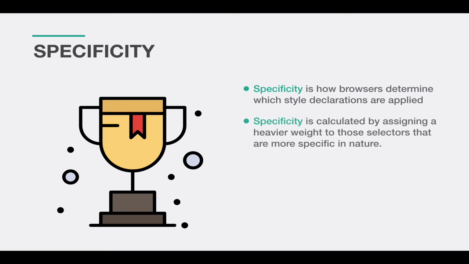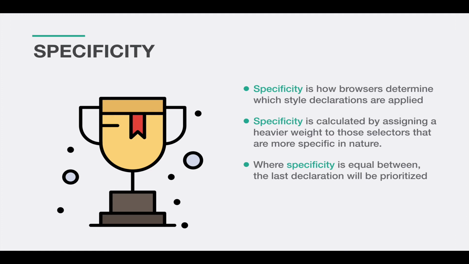So specificity is calculated by assigning heavier weight to those selectors with a more specific nature. Okay, so a class is more specific than a tag name. An ID is more specific than a class. This kind of tells you why we lean towards using certain selectors over others. Where specificity is equal, the last declaration will be prioritized, okay? Just like normal cascading comes into play.